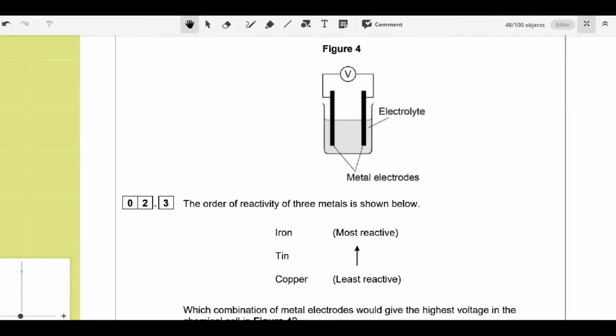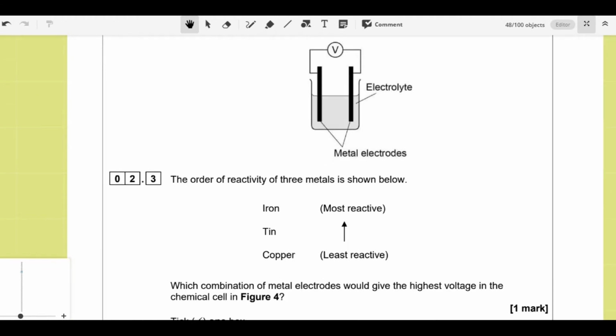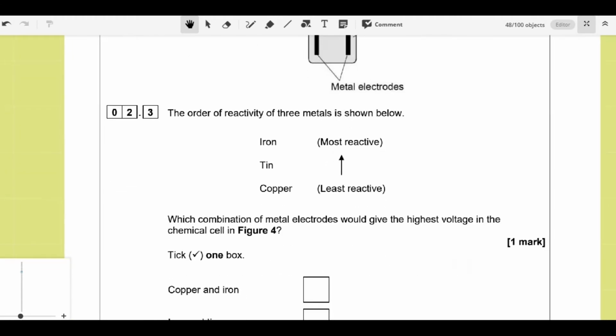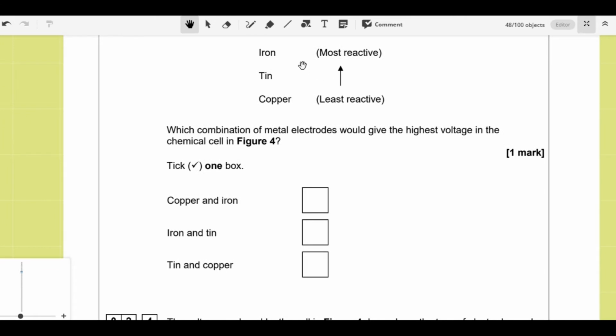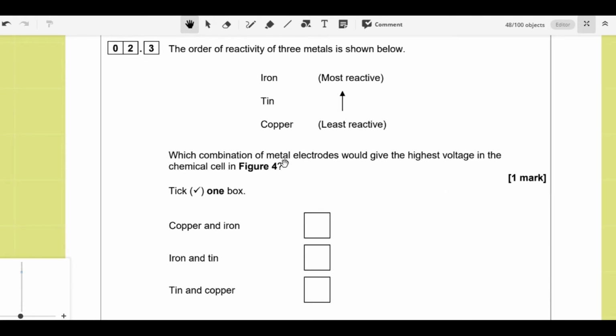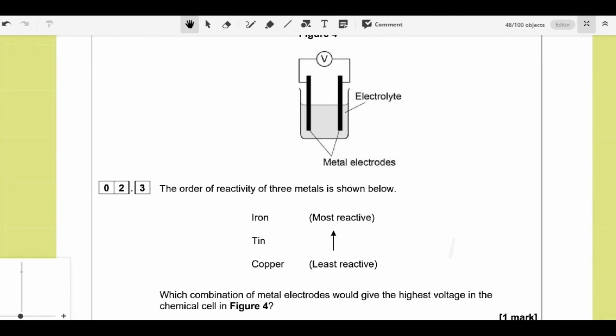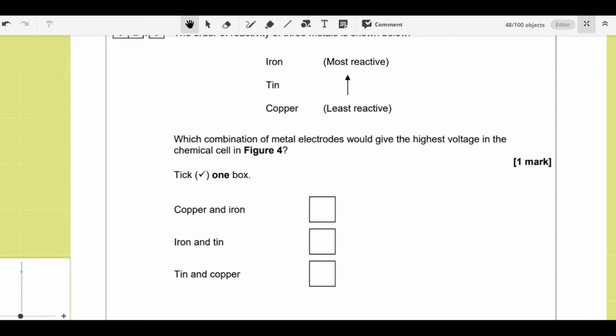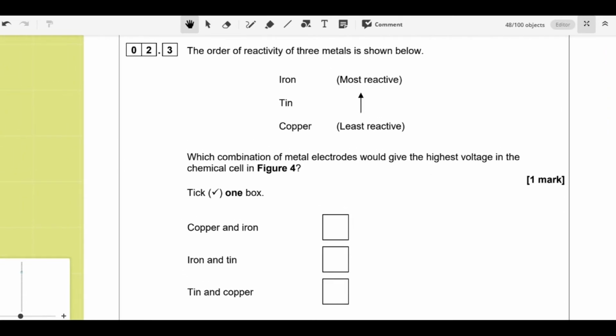Next is about the chemical cell. Here the diagram is given, and the reactivity is also given. Which combination of metal electrodes would give the highest voltage in the chemical cell? You can see that copper is the least reactive and iron is the most reactive. So in this case it would not be iron and tin, or tin and copper, because tin is the intermediate. It would be the least and the most, so that is copper and iron.